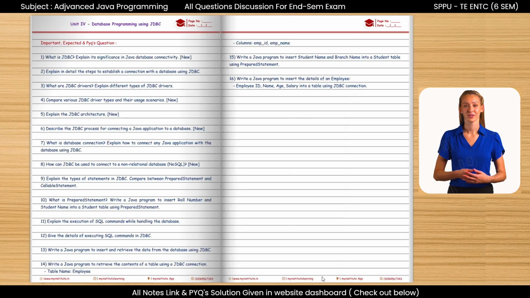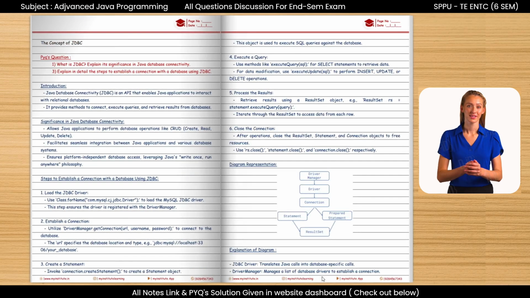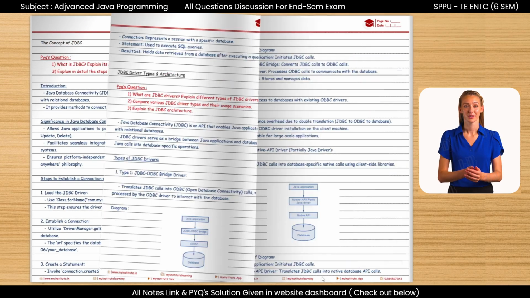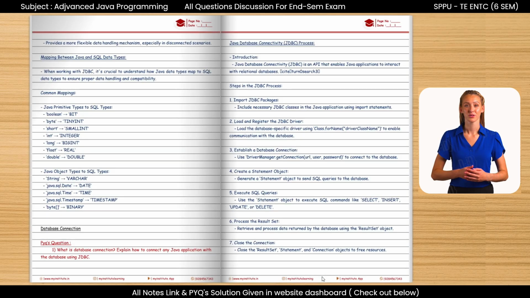Now, let's discuss database connections. An expected question is, what is a database connection? Explain how to connect a Java application with a database using JDBC. A database connection allows Java applications to interact with databases using SQL queries. It is established using the Driver Manager class.